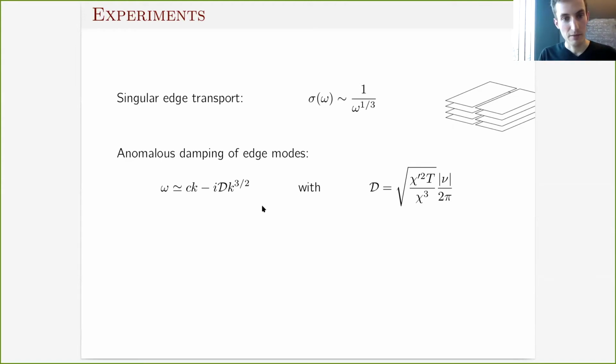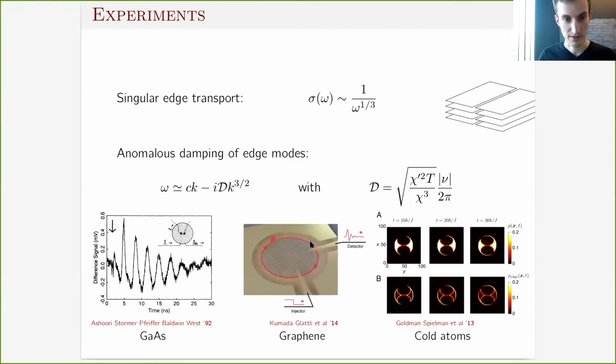But the anomalous damping of edge modes seems quite accessible. In fact, these edge modes called edge magnetoplasmons have been observed for a very long time, in '92 in gallium arsenide, and also more recently in graphene and cold atoms. So here you can even see this edge mode kind of damping as it goes around the droplet. And so here we could, in principle, test our prediction for the damping of these edge modes.